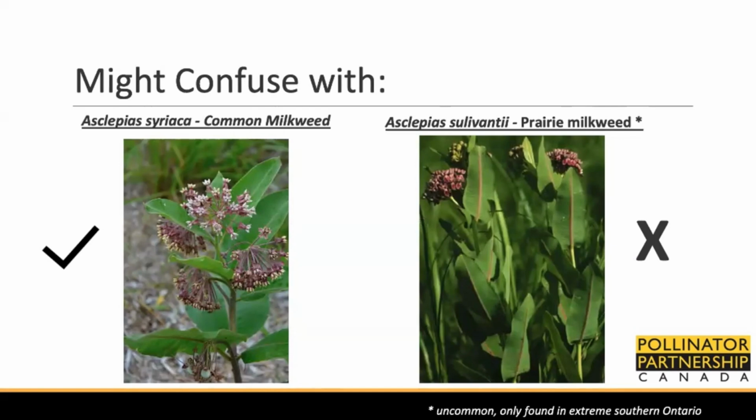You are unlikely to confuse this species in many parts of Ontario, but prairie milkweed, an uncommon species, is only found in extreme southern Ontario, and it does look familiar. As prairie milkweed is a rare species in Ontario, it's important to not disturb these plants, and if you're unsure about your identification, simply do not collect from the plant in question.